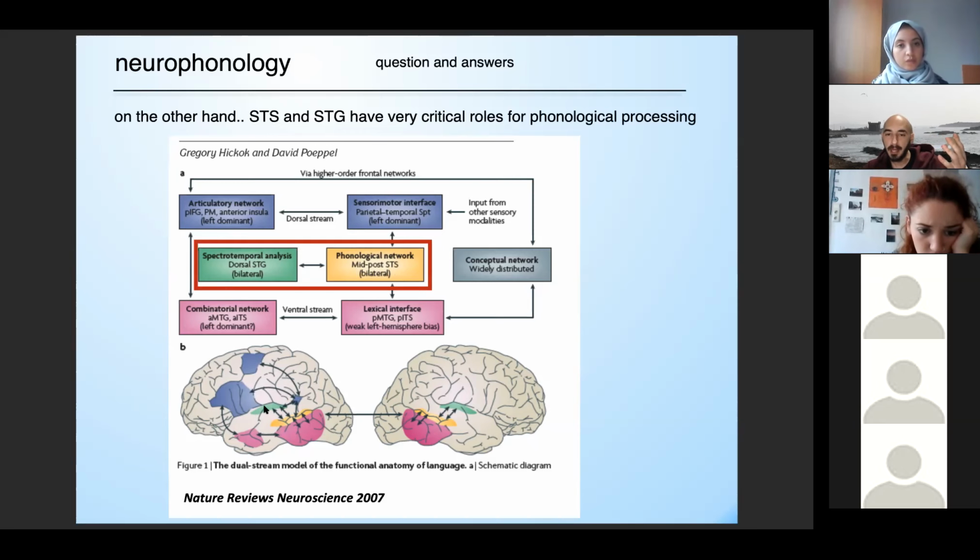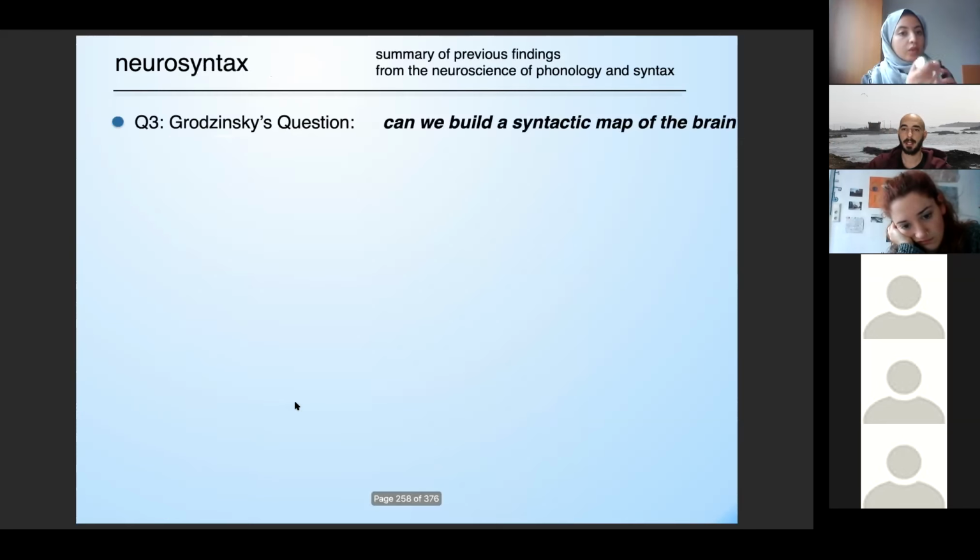And if you move a little bit towards the more inferior part of your temporal lobe, basically on the STS, here you have more the phonological network, okay? So moving from anterior STG to more posterior STS, you go from a more phonetic analysis of the sound, or more low-level spectrotemporal analysis of the sound, to a more phonological based analysis of the sound, okay? So your phonology would be here.